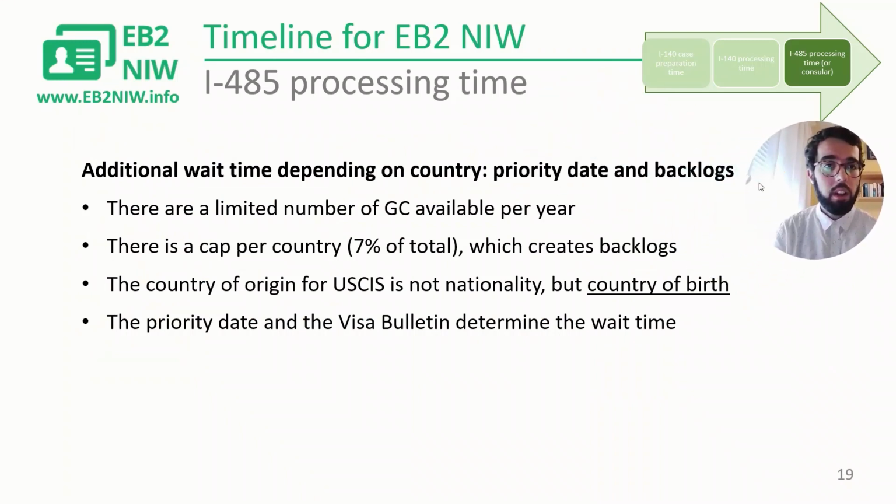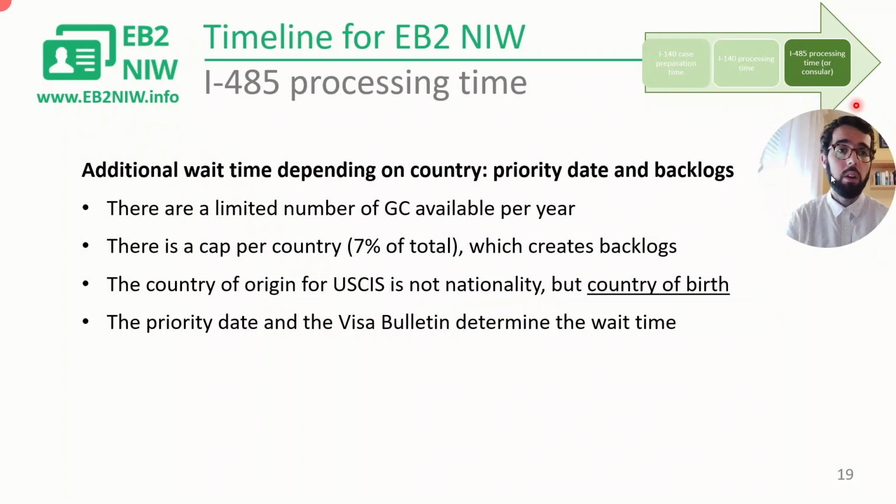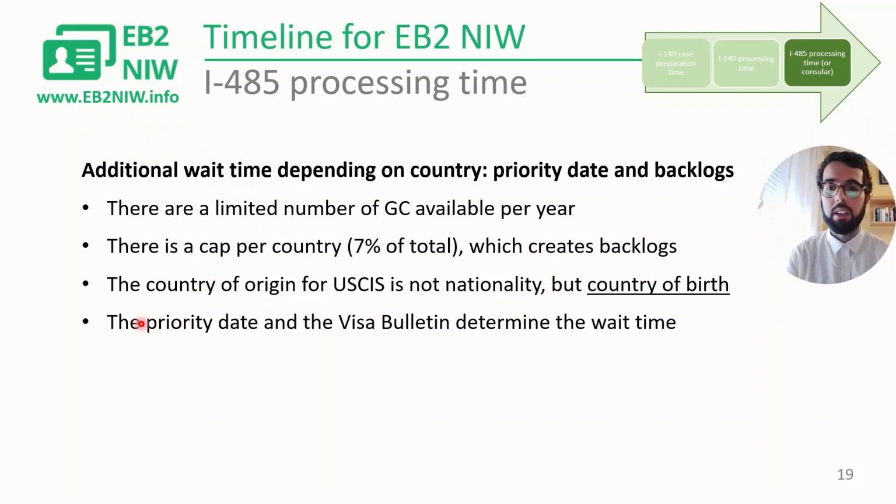So unfortunately, the time that it will take to get the green card really depends on what country you were born. This is because there are limited number of green cards per year, and there is a cap of 7% per country. So this creates backlogs in those countries where there are a lot of applicants from. So just as a reminder, country of origin for USCIS is not nationality, but country of birth. So really where you were born is what matters here.